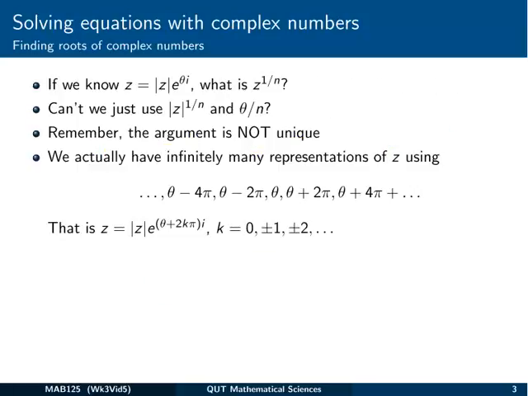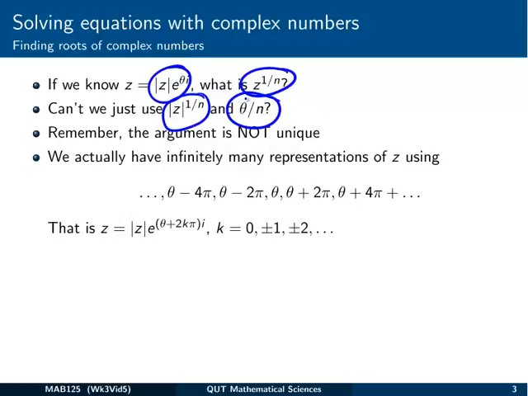Let's just think about it for a moment. Let's just say we know that z is given in exponential form like this, mod z e to the theta i. And I say, well, what's z to the 1 on n? Some sort of root, like a square root or a cube root or something. Can we just say that it's the modulus raised to that power and then the angle divided by the power, or multiplied by 1 on n if you like? Kind of, but that doesn't give us the complete picture.